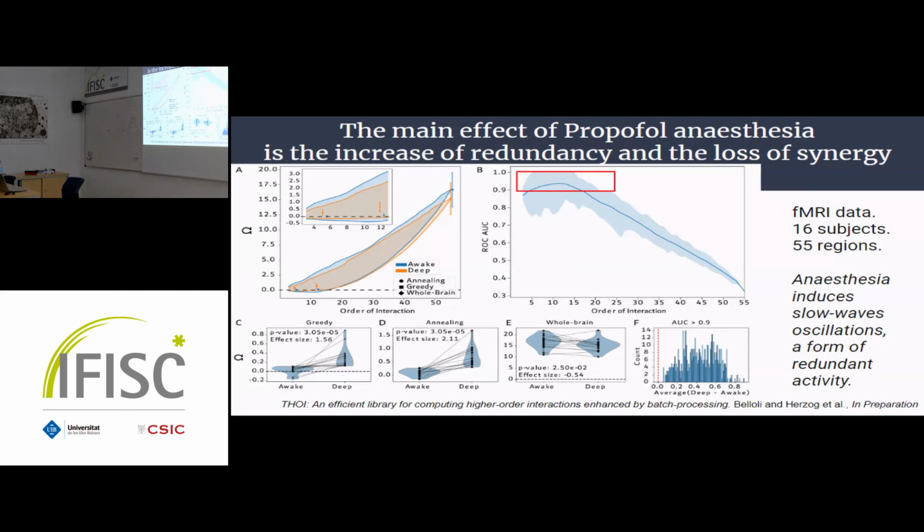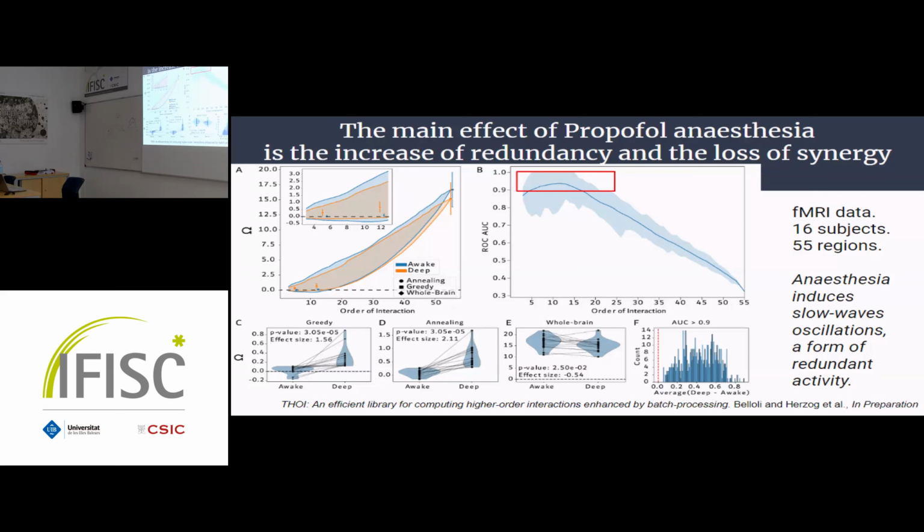You see that anesthesia is actually reducing the O information. The level of redundancy here is being reduced by anesthesia. So if you look at the whole brain, you see a reduction in redundancy, but if you look at lower order of interactions, you see that synergies are getting destroyed, and the redundancy is increasing.